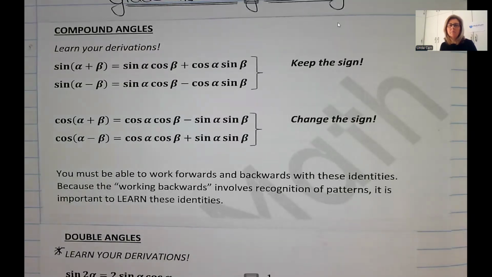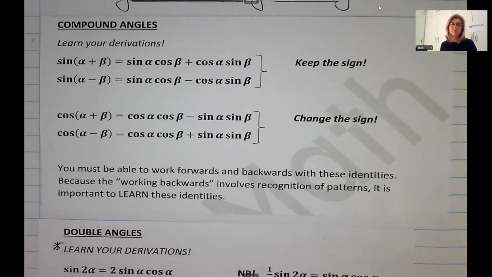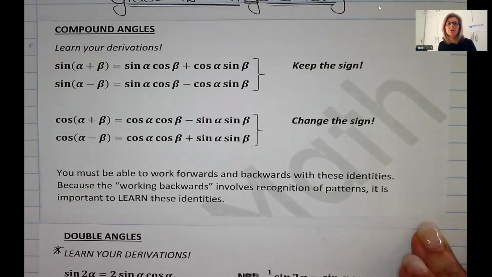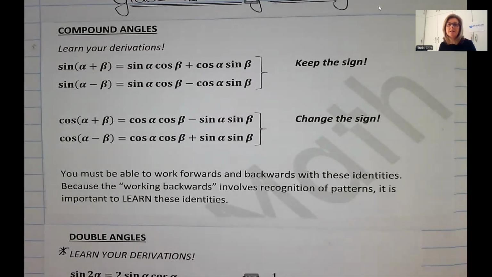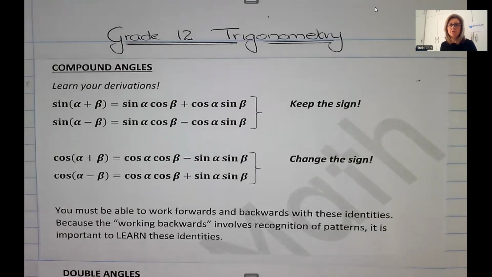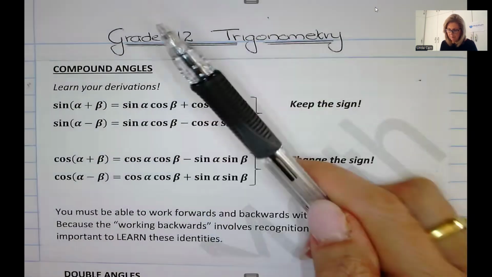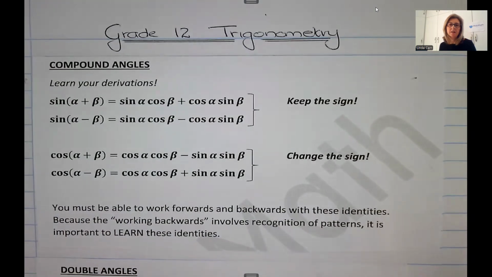As promised, we're back with grade 12 trigonometry. This is one of those really big topics that makes grade 12s a little bit scared. So I just want to go through the basics of the identities that you need to know for your grade 12 trigonometry. So by now you will know that you have 4 compound angle identities.